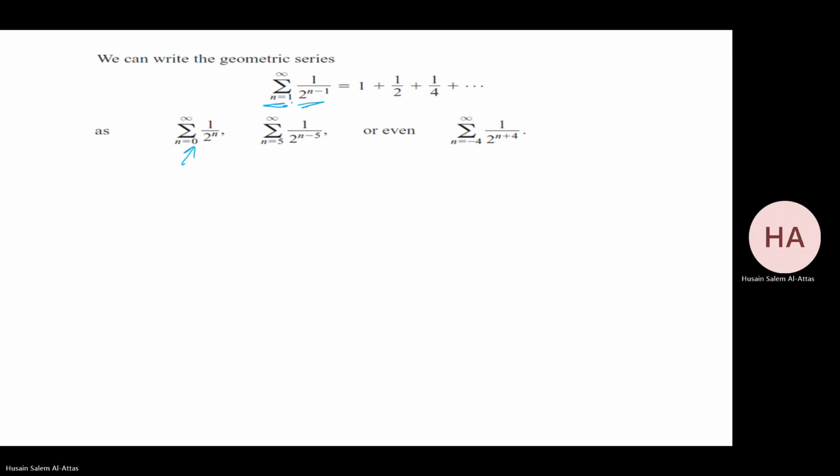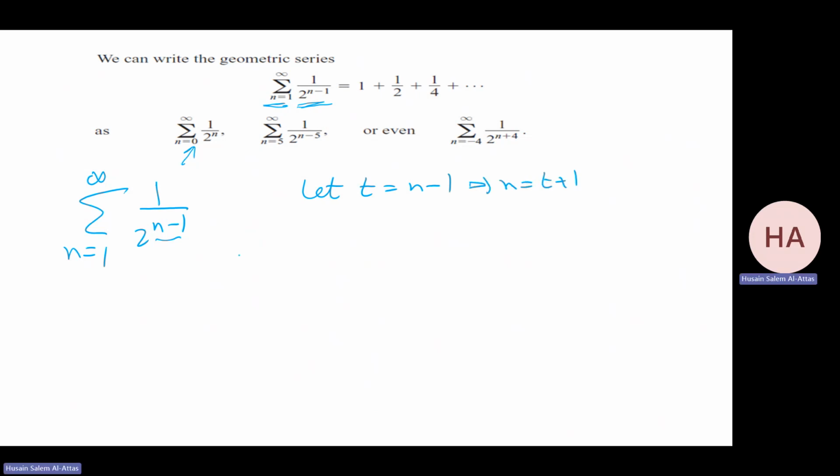I have n equal 1, it's this one. If I want to write it as a summation from n equals 0, how do I do that? I want this to be n, so I let t equal n minus 1. So n is t plus 1. Now I change everything. So that will be equal to the summation, and instead of n, I write t plus 1, from 1 to infinity, 1 over 2 to the power t.